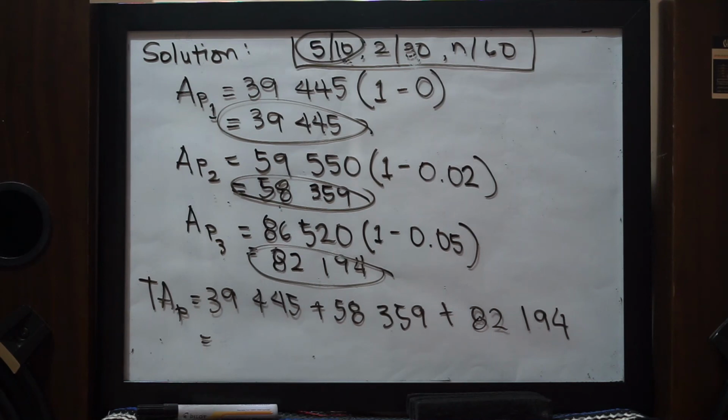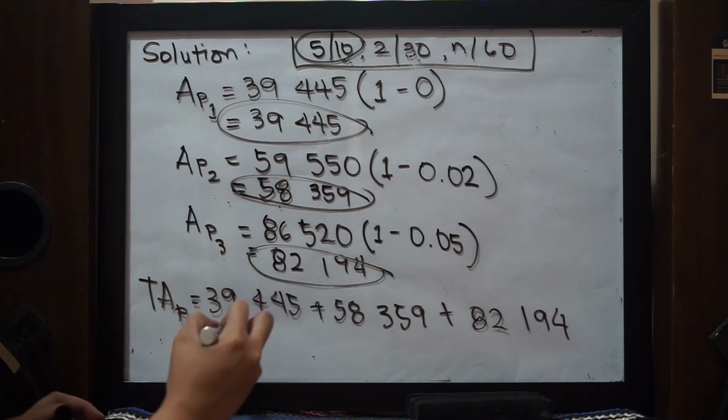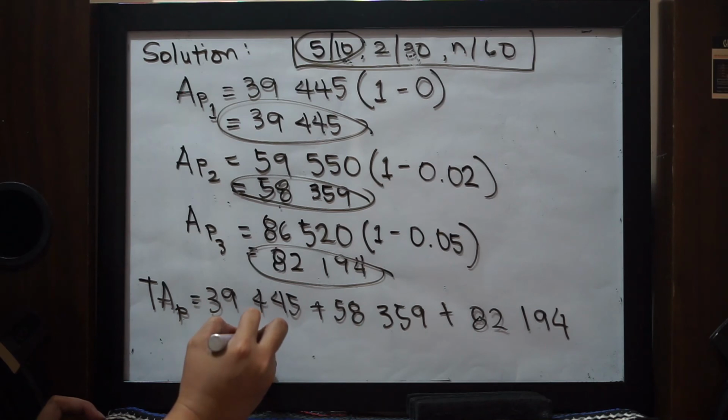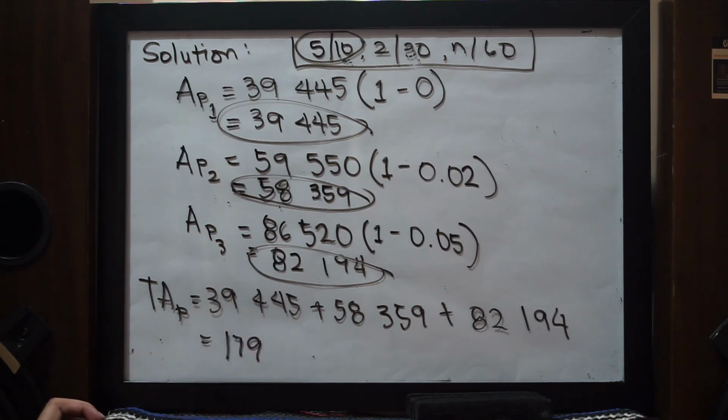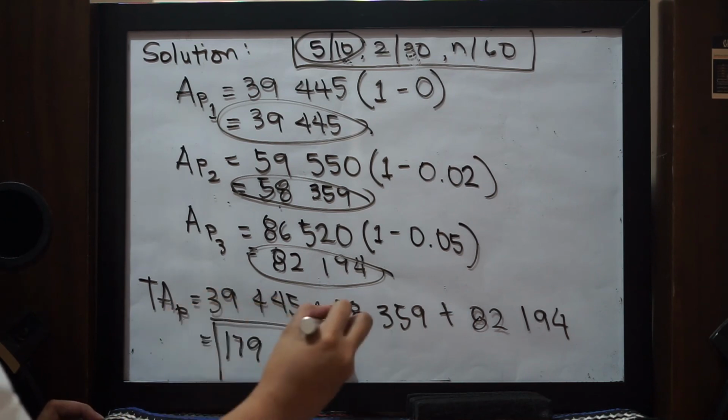39,445 plus 58,359 plus 82,194. You press equal sign and the final answer is 179,998. And that is our final answer.